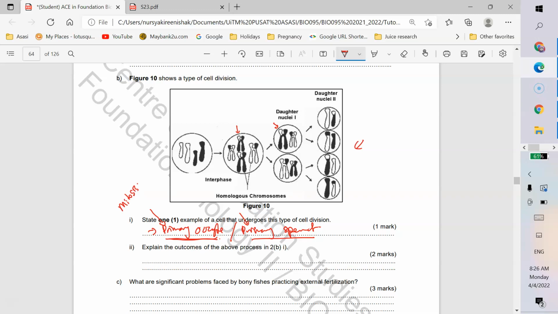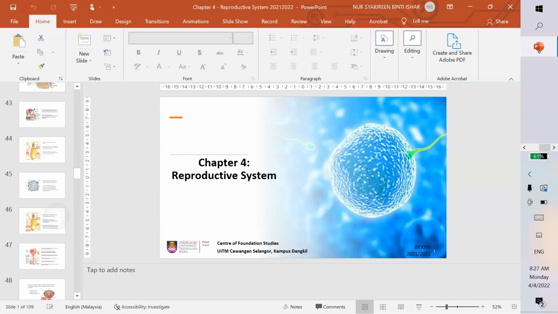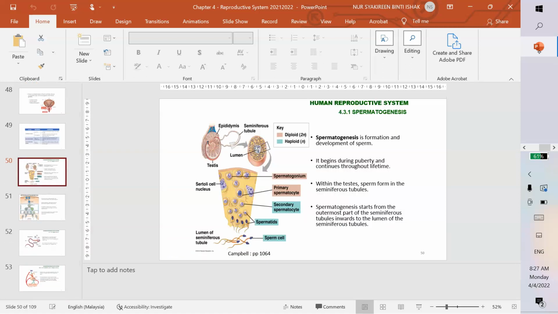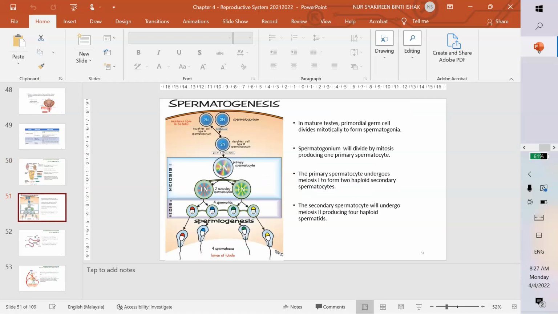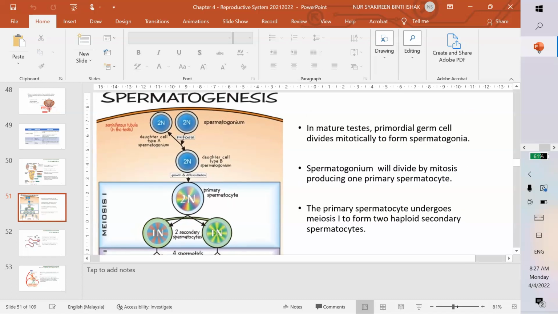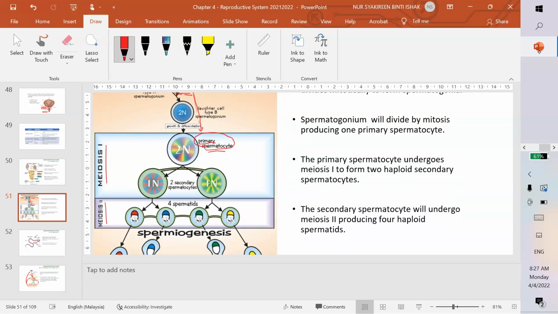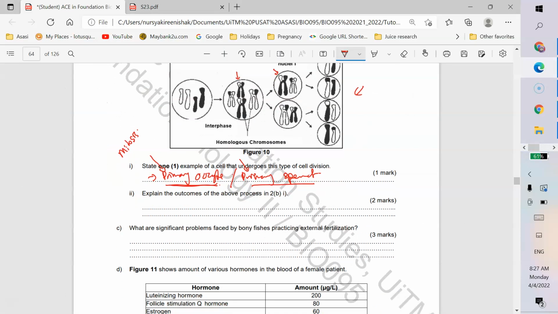Okay, so if you look at your lecture note, kita ambil satu contoh. Tengok ni. Kalau kita tengok untuk proses spermatogenesis, daripada spermatogonium untuk menghasilkan primary spermatocyte, sel-sel tu akan undergo proses mitosis. Lepas terhasilnya primary spermatocyte ataupun primary oocyte, baru dia akan start the process of meiosis. So that is the answer lah. So dua-dua sel ni terhasil melalui proses mitosis, baru dia akan start proses meiosis.